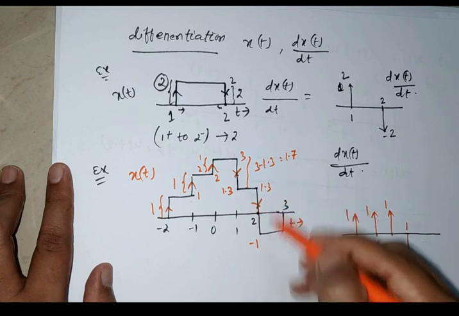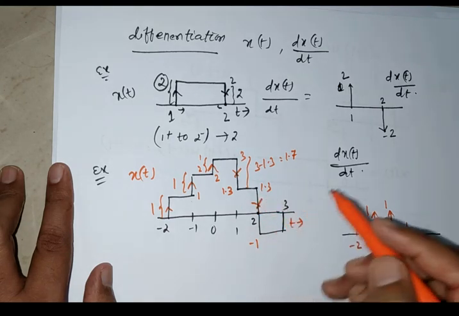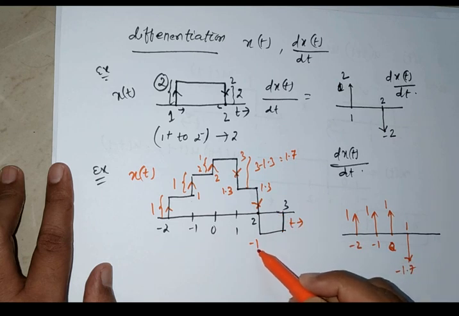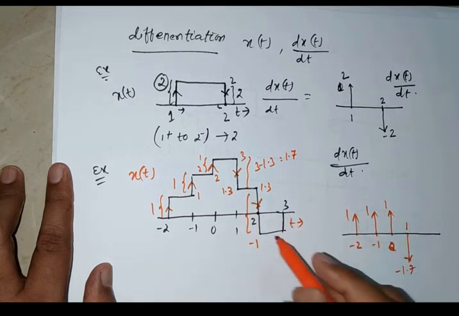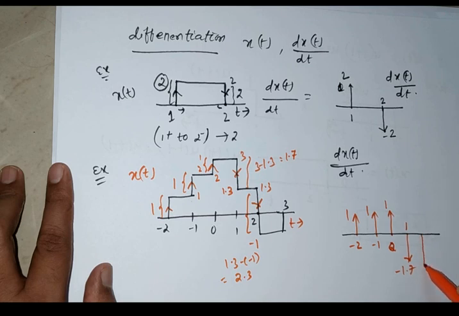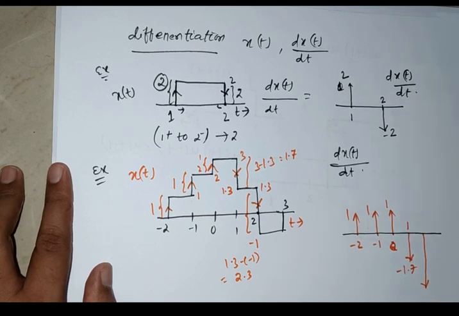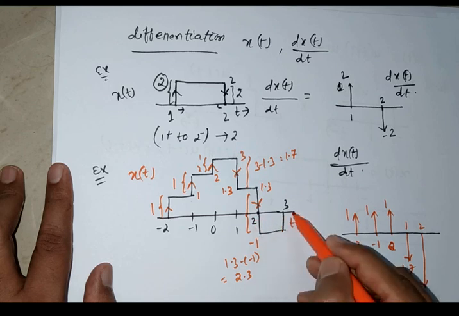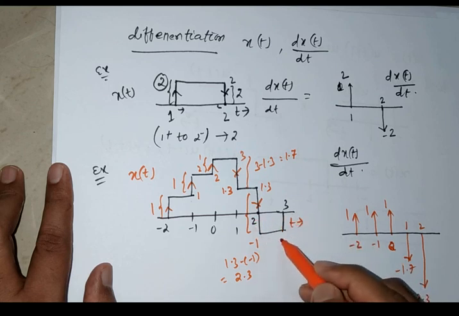Now exactly at point 2 again, it is moving in the down direction. It's moving down from 1.3 and this is minus 1. So what is this difference? This difference is 1.3 minus of minus 1, that is 2.3. So we can say at 2 it's minus 2.3. Now similarly after 2 up to 3 it is minus 1 constant, so it is 0.